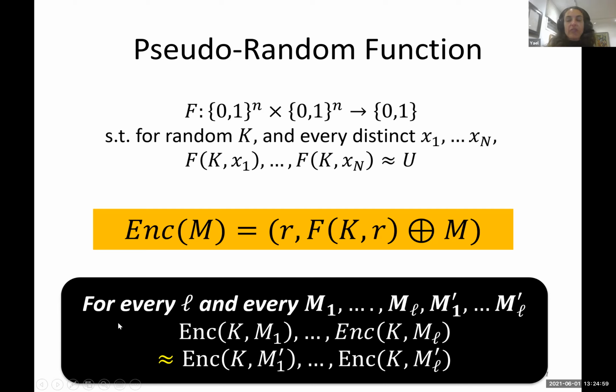It says that for any L number of messages, and for every two sets of messages M1 up to ML and M1 prime up to ML prime, if I give you encryption of the messages M1 up to ML with a random key K, or I give you encryption of the messages M1 prime up to ML prime with the same key K, you can't tell the difference. It looks the same. That's the security we want.